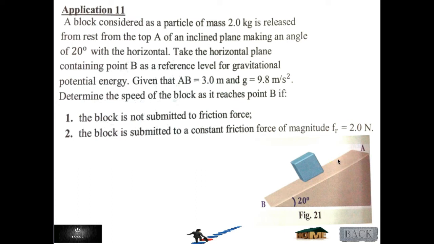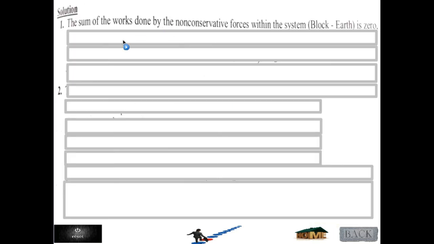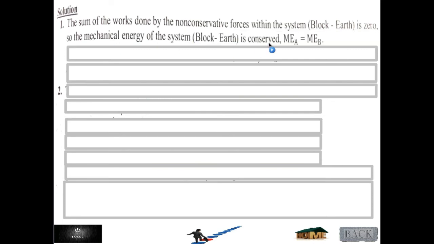So if we don't have friction, so no non-conservative forces, mechanical energy is conserved. Or the sum of the work done by non-conservative forces equals zero. And this sentence is better since we have a normal reaction here, and it is a non-conservative force. The sum of the work done by non-conservative forces within the system is zero, so mechanical energy is conserved. So mechanical energy at A equals mechanical energy at B.